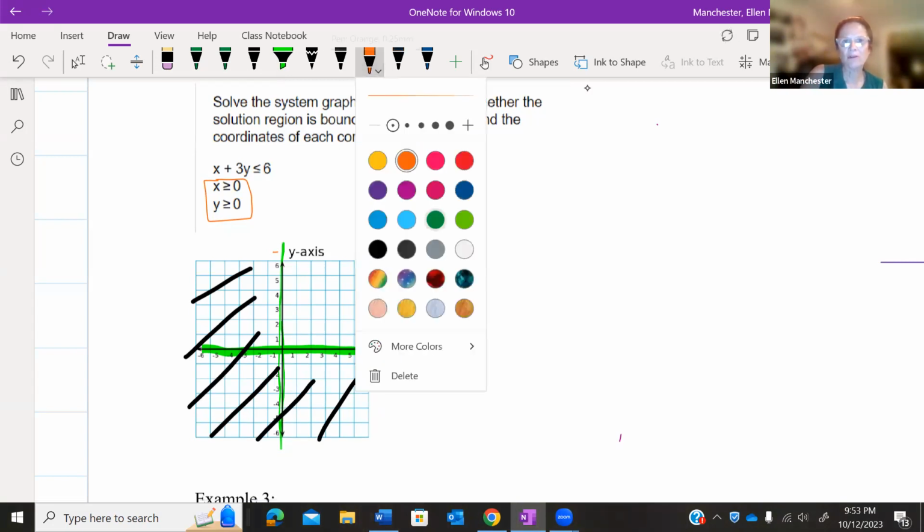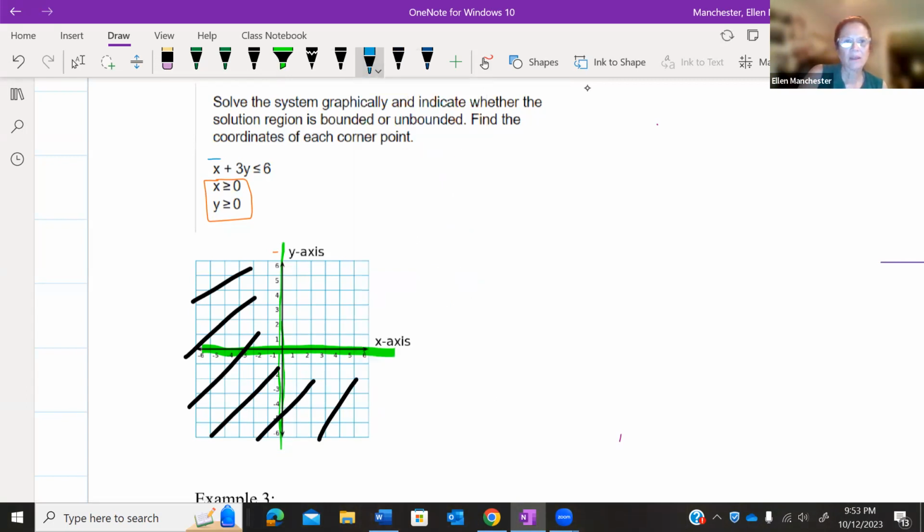Okay, so now I'm going to change my color and I'm going to draw this equation. So again, I look and I go, okay, I have a solid line, right? So I did my restrictions, solid line, because I have less than or equal to, excuse me. And now I have to find my intercepts.